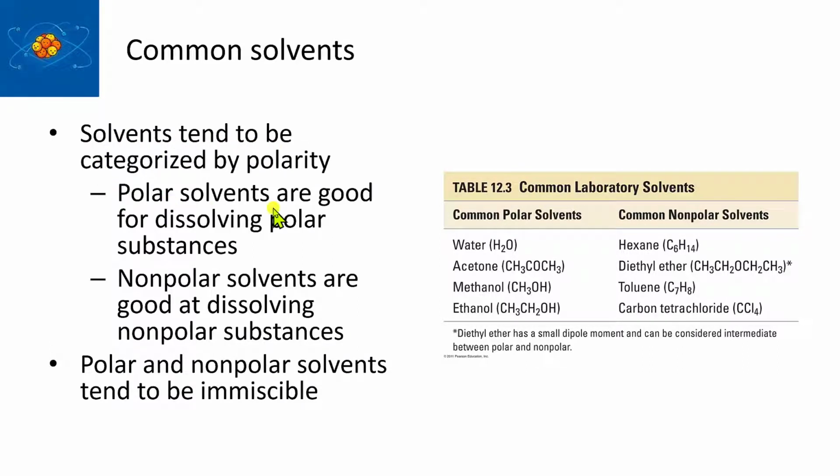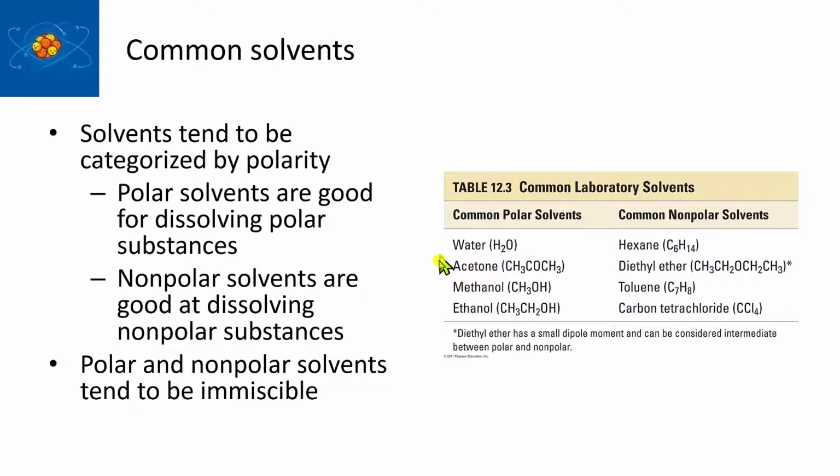We have polar solvents, good at dissolving polar substances in general. And then we have nonpolar solvents that are generally good at dissolving nonpolar substances. In general, although it's not 100%, polar solvents and nonpolar solvents tend to be immiscible. That is, when you mix them together, they'll form layers depending on their density, with the more dense substance being at the bottom.